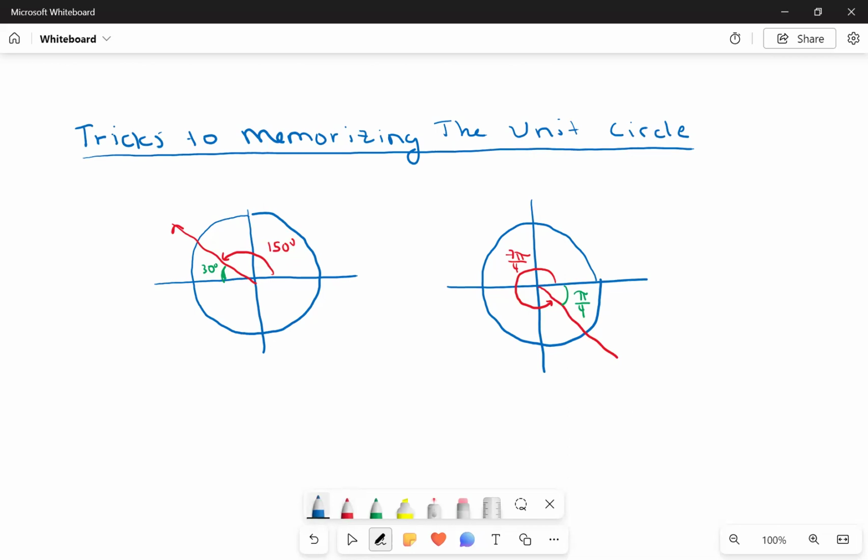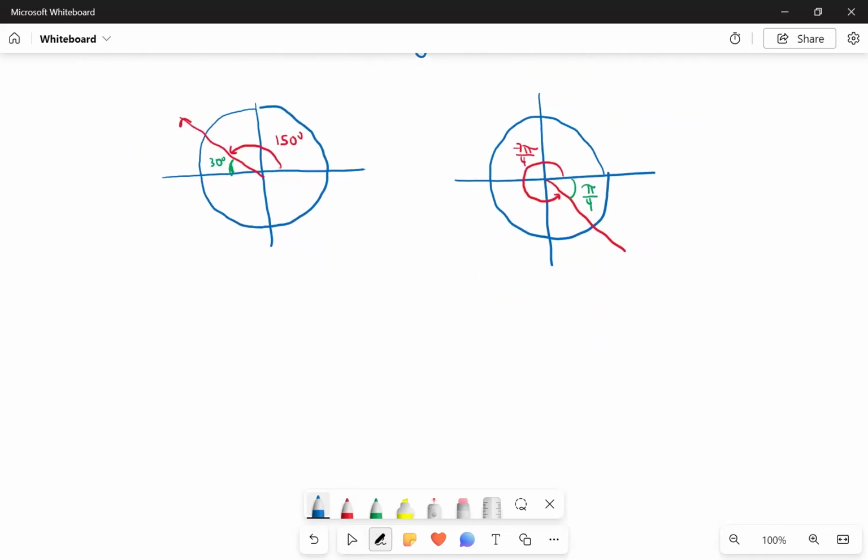Now, what I have focused on memorizing on the unit circle is the first quadrant. And I don't even have it completely memorized. What I have memorized in the first quadrant are the angles and their degrees versus radians. That's what I have memorized. So let me just focus in on the first quadrant then. Here's my unit circle.